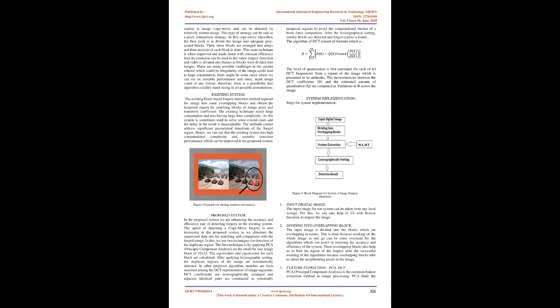In this copy move algorithm, the first work is to divide the image into adequate grayscaled blocks. Then, these blocks are arranged into arrays and analysis of each block is done. This same technique, when improved and made faster with constant efficiency, can be used in video forgery detection, and the video is divided into frames just as blocks were divided in images.